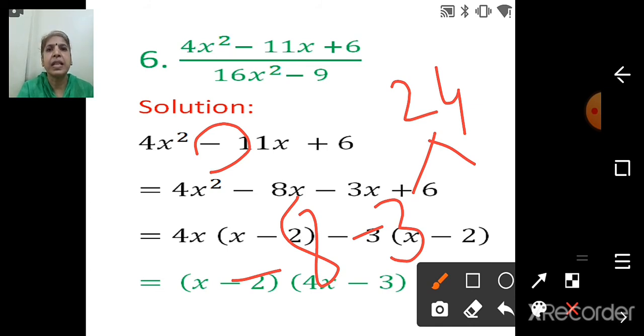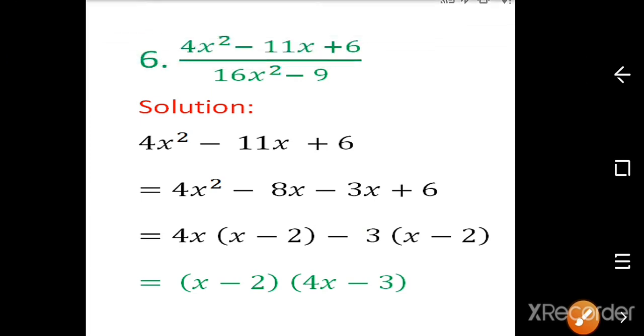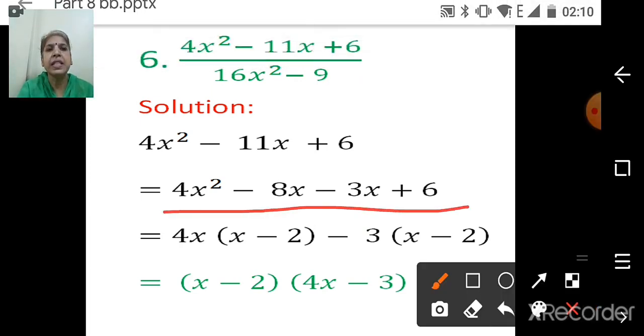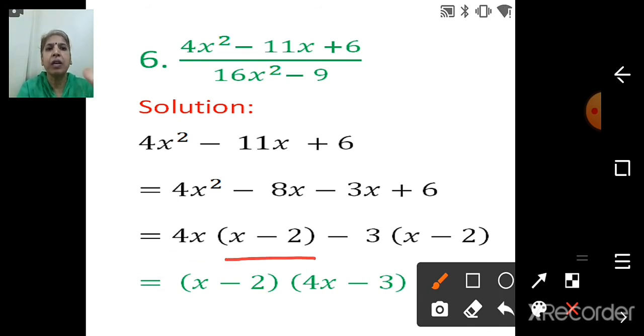So factors are minus 8 and minus 3. Now 4x square minus 8x minus 3x plus 6. Then we will make the group. First group of two terms. Which is a common factor here, common number? 4 is common, x is common. So we will be writing 4x common. Uncommon in the bracket, here it is x minus 2. 4 2s are 8. So 2.